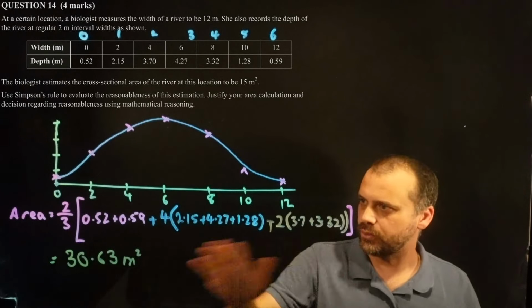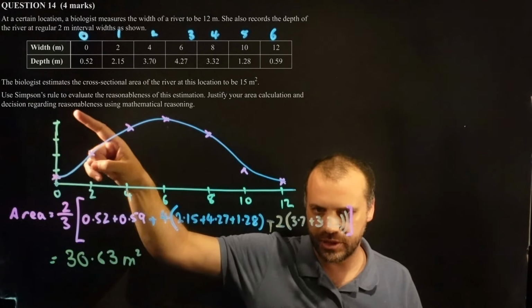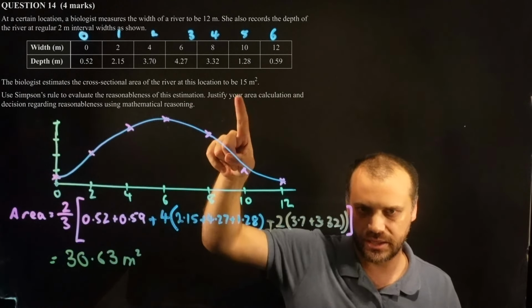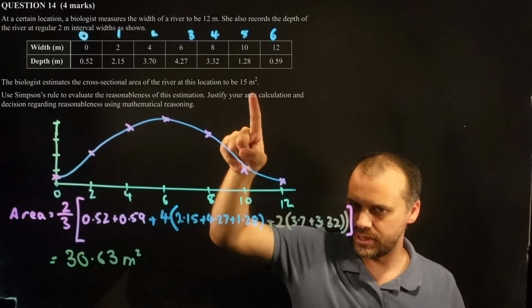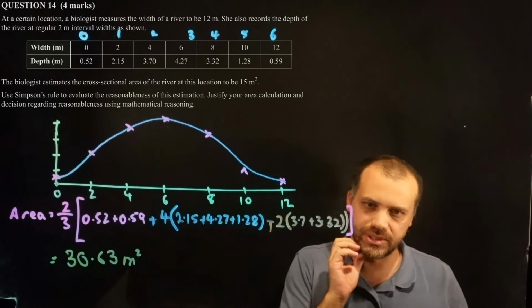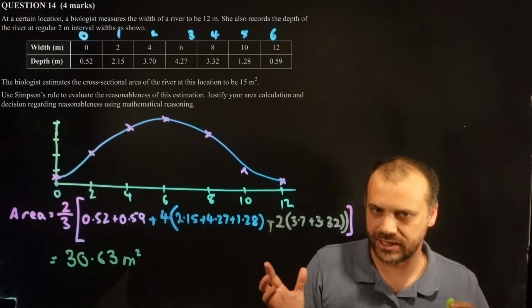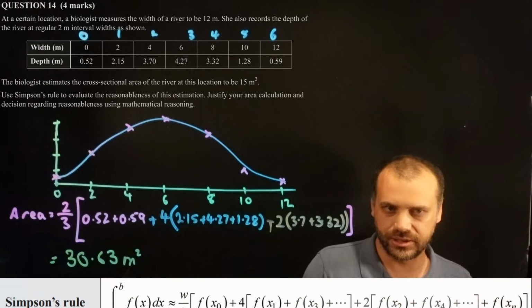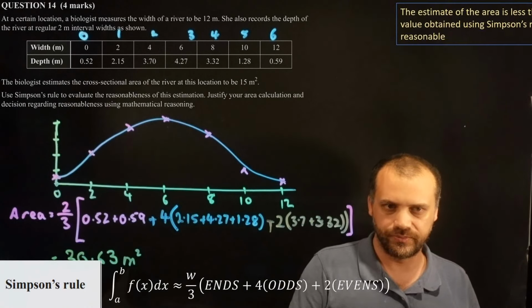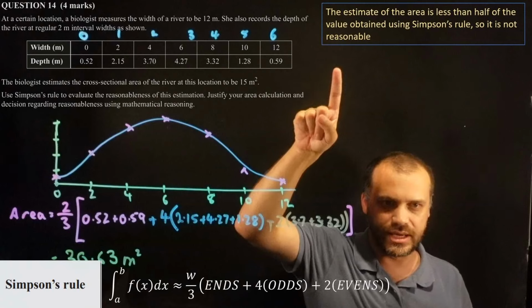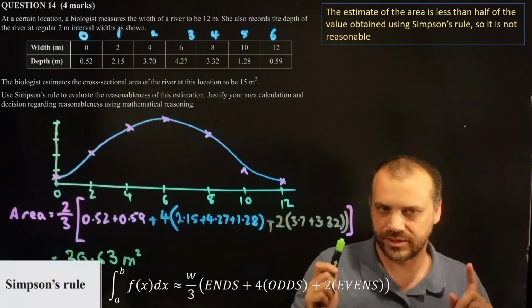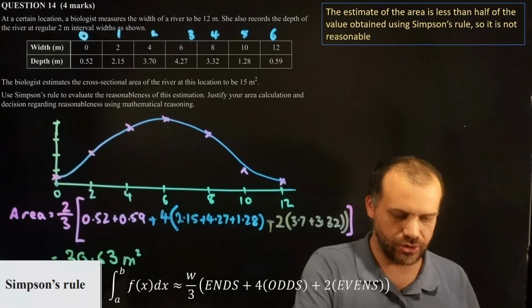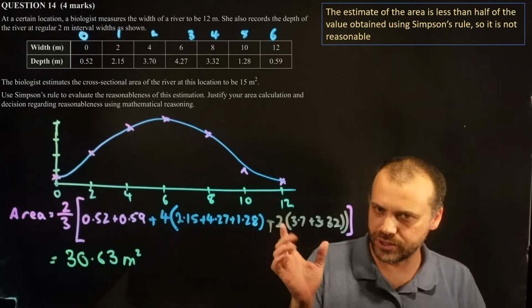All right, so what do we do with that information? Use Simpson's rule to evaluate the reasonableness of this estimation. So they estimated that the area was 15 meters squared, but Simpson's rule tells me that the area is 30.63. So what do I say? Here's a little statement. The estimate of the area is less than half of the value obtained using Simpson's rule, so it is not reasonable. So a nice little Simpson's rule question there.